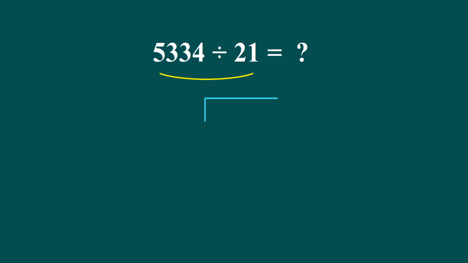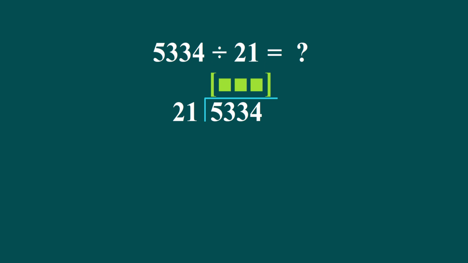First, we draw the division bracket, then move 5,334 inside the bracket. This is the total we are dividing. Finally, move 21 to the left of the bracket. This is our divisor. The answer to our division will be written right here on top of the bracket. This is called the quotient.